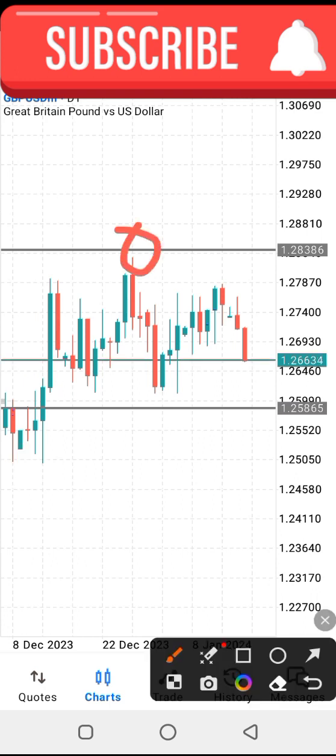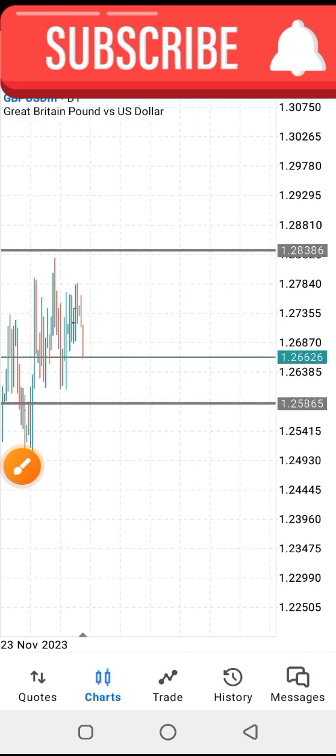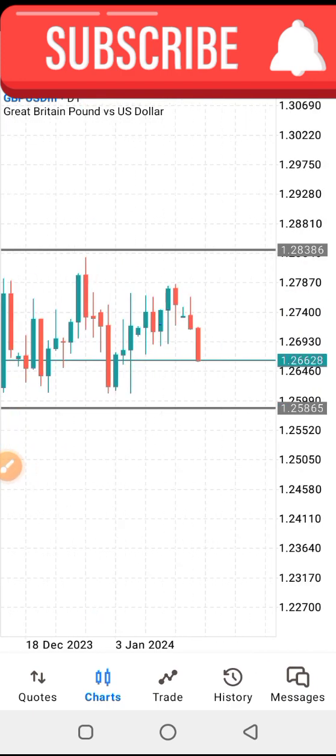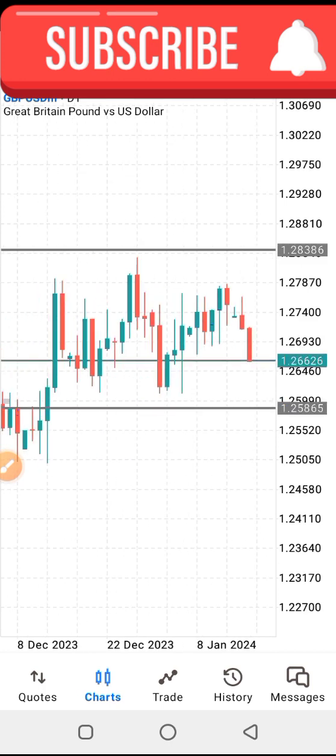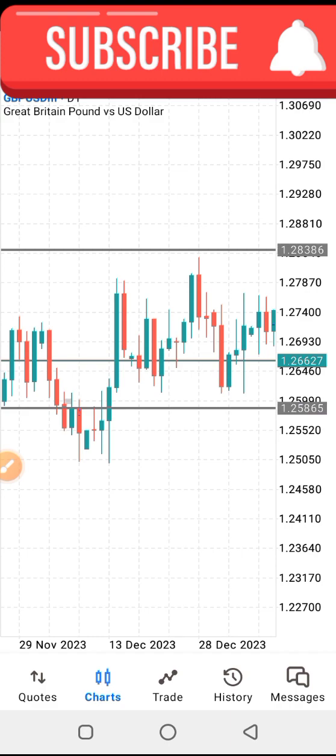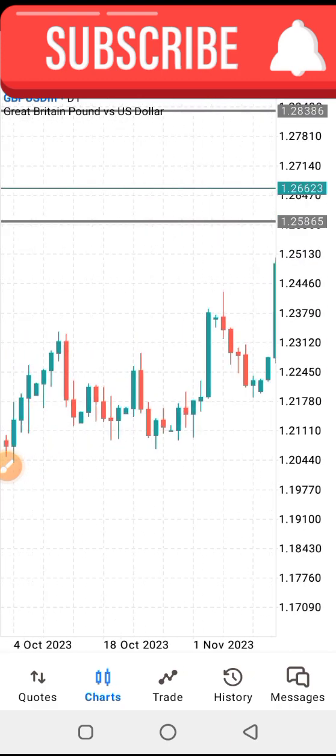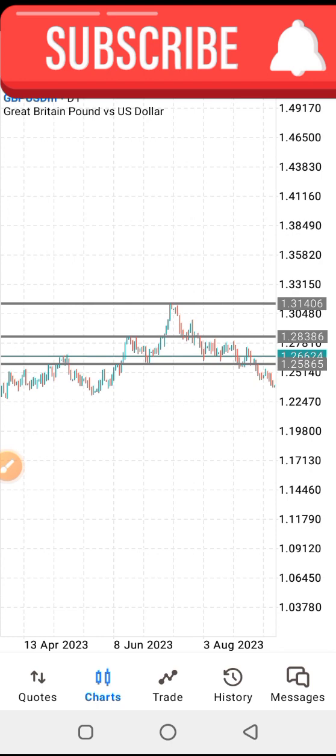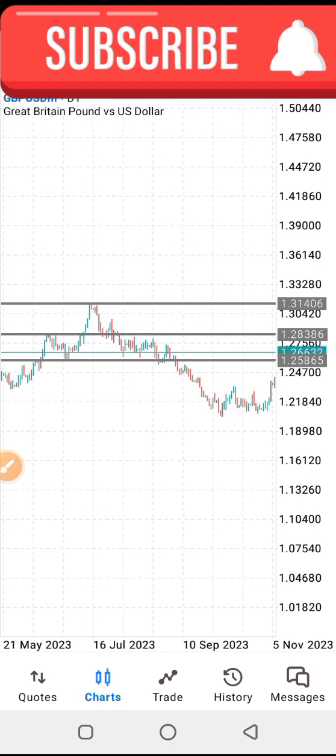You understand? You would have caught this downward movement up to that point, and between those two lines, I have close to 200 pips. You understand? So you would have caught like 200 pips. So this Quasimodo strategy is a very good one. You understand? So basically that's how it goes.